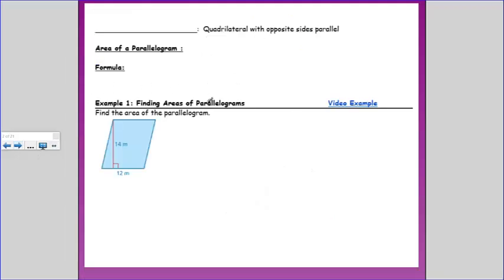And sure enough, it says it right here, a quadrilateral with opposite sides parallel is known as a parallelogram. The area of a parallelogram: area equals base times height. And using our skills from last chapter, area is capital A. That's why we said don't use capitals the last chapter. The base is lowercase b, and the height is lowercase h.